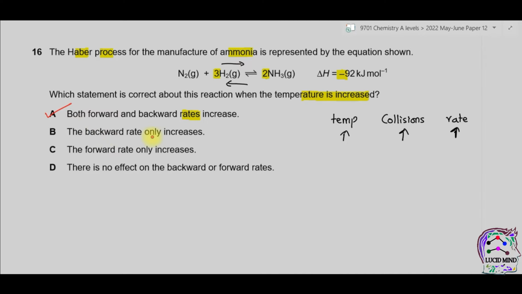Then B, the backward rate only increases. Now this is wrong, because the rate increases in both directions, not only backward, and not only forward. There is no effect on the backward or forward rates. Again, this is incorrect, because temperature changes the rate of reaction. So the correct answer is A.